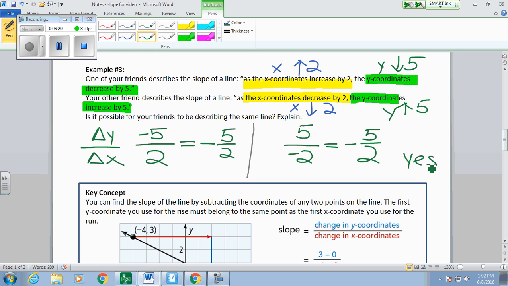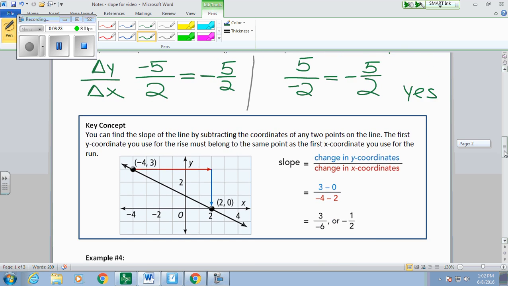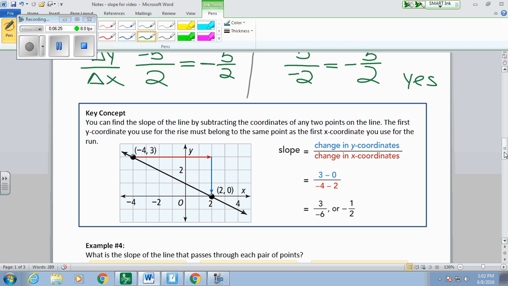So then we have the key concepts to focus on. And again, if you ever at any time want to pause the video to get an extra little dose of what I'm reading, you can certainly do that. The key concept here says you can find the slope of the line by subtracting the coordinates of any 2 points on the line. The first y coordinate you use for the rise must belong to the same point as the first x coordinate you use for the run. That's really important, and I understand that sentence might not make sense right now, so I'll show you an example later explaining that a little bit more.